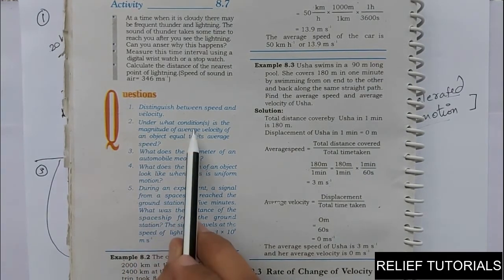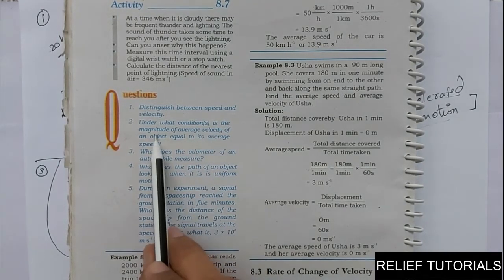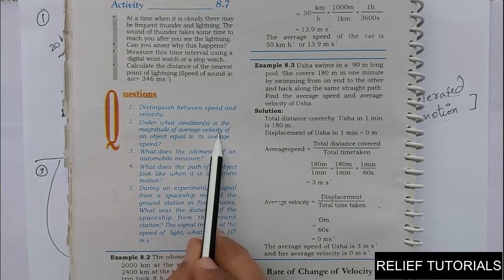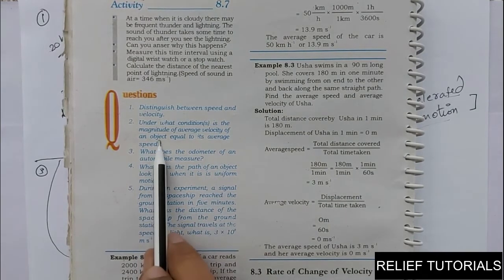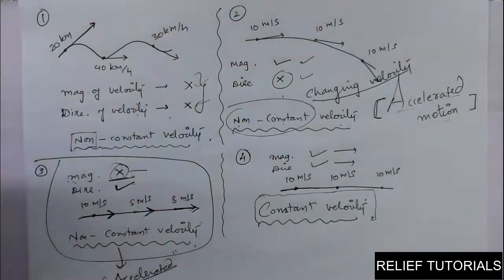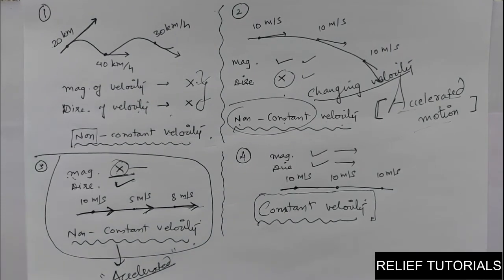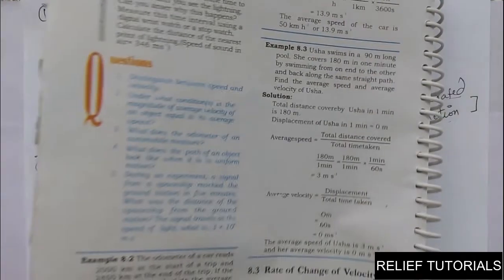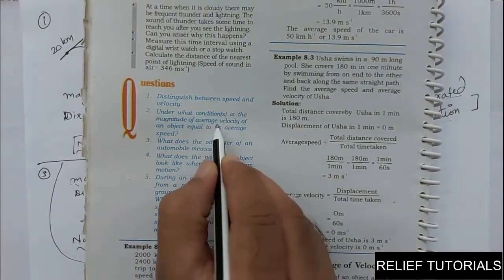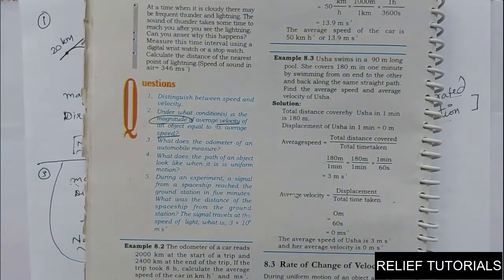Second, under what condition or conditions is the magnitude of average velocity, meaning magnitude of velocity of an object, equal to its average speed? In which condition are both the same? The only condition is the path should be straight. Whenever the path of motion is straight, in that condition velocity and speed have the same magnitude.